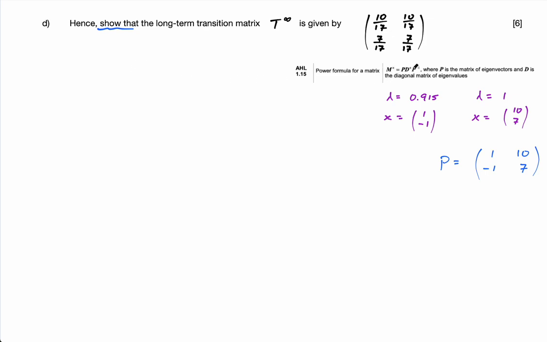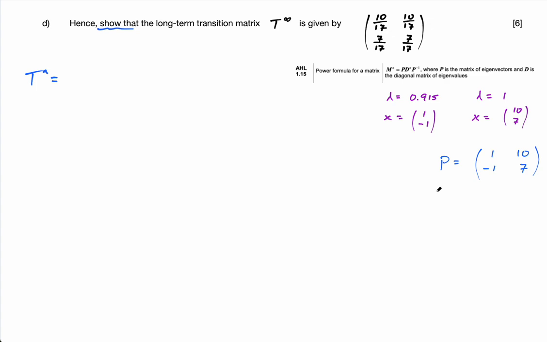We have this M to the n equals P times D to the n times P to the minus 1. It's T though, it's not M, so it's T to the n. And our transition matrix T is given by this, where P is this that we calculated in the previous part. D is the diagonal matrix of eigenvalues, and I'll show you that in a second, but these are the eigenvalues 0.915 and 1, and these are the corresponding eigenvectors.